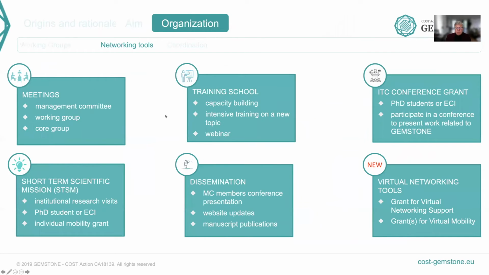How do we do this? Well, basically by using the infrastructure from GEMSTONE to organize meetings, training schools, such as the one you are having now, perform short-term scientific missions that allow you to visit other labs, and other dissemination tools. Very recently, we also have the possibility to have virtual networking tools. That means being able to have these activities, but virtually.